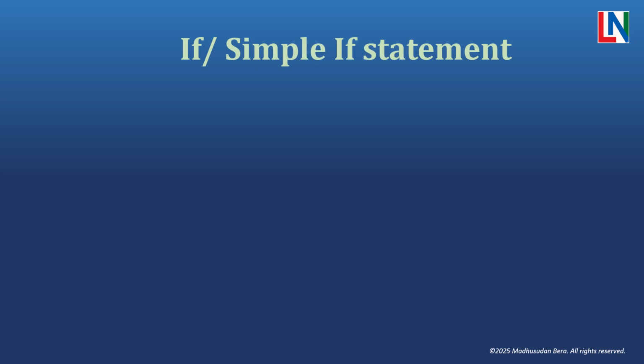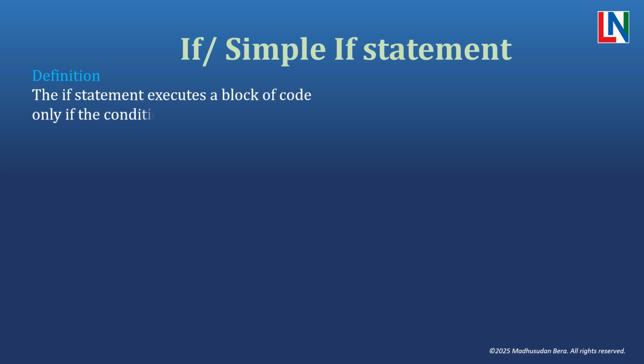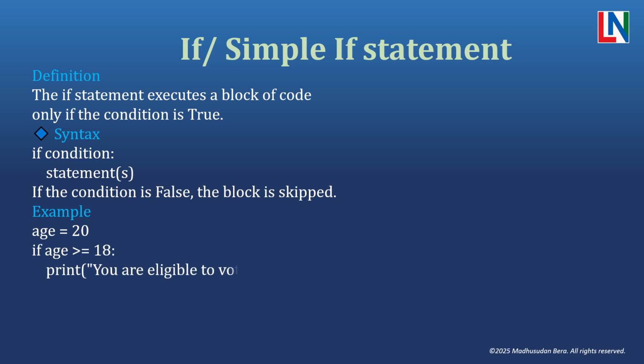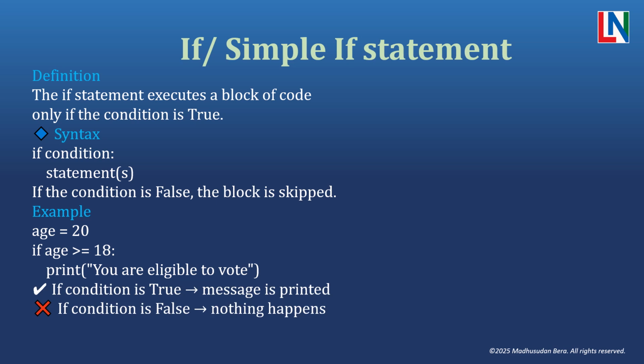If or simple if statement. Definition: the if statement executes a block of code only if the condition is true. Syntax: if condition: statements. If the condition is false, the block is skipped. For example, a = 20. If a >= 18: print("You are eligible to vote"). If the condition is true, the message is printed. If the condition is false, nothing happens.